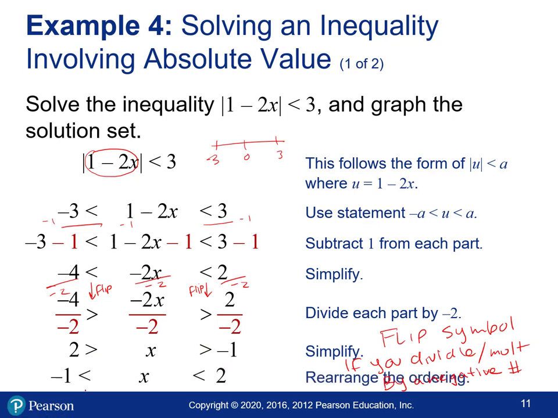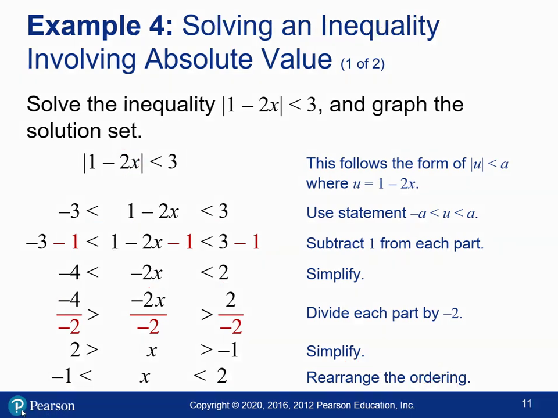So for our final answer, we actually don't want to leave it the way it's written here, because we always want to rearrange it so that the smaller number is first. And so just rotate this statement around. This says that 2 is greater than x, so this says the same thing: 2 is greater than x, or x is less than 2. And then this right here says x is greater than -1, and that's what this says right here: x is greater than -1, or -1 is less than x.